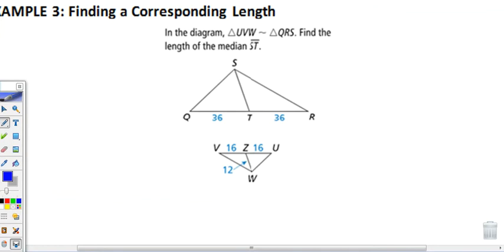If you have to find a corresponding length, what do you want to try to set up? Proportion. Let's have you try one here. I want to see how well you do with this one, okay? I want you to find the distance from S to T. This is an interesting one. You guys take a little bit of time, talk about it, compare an answer when you've got it or when you think you've got it.